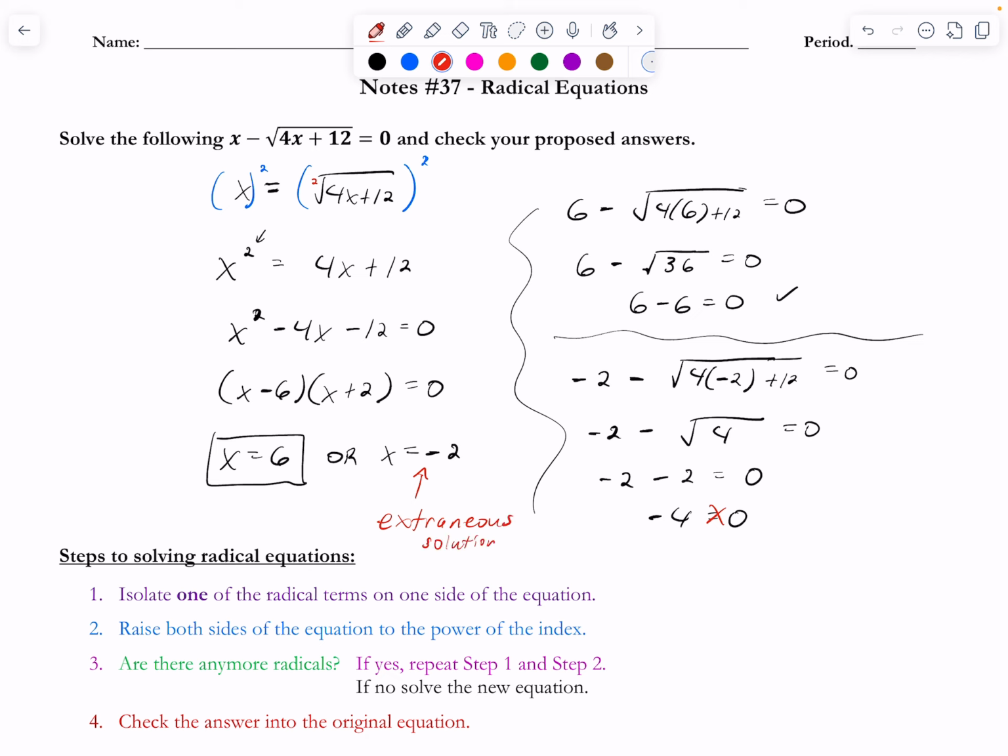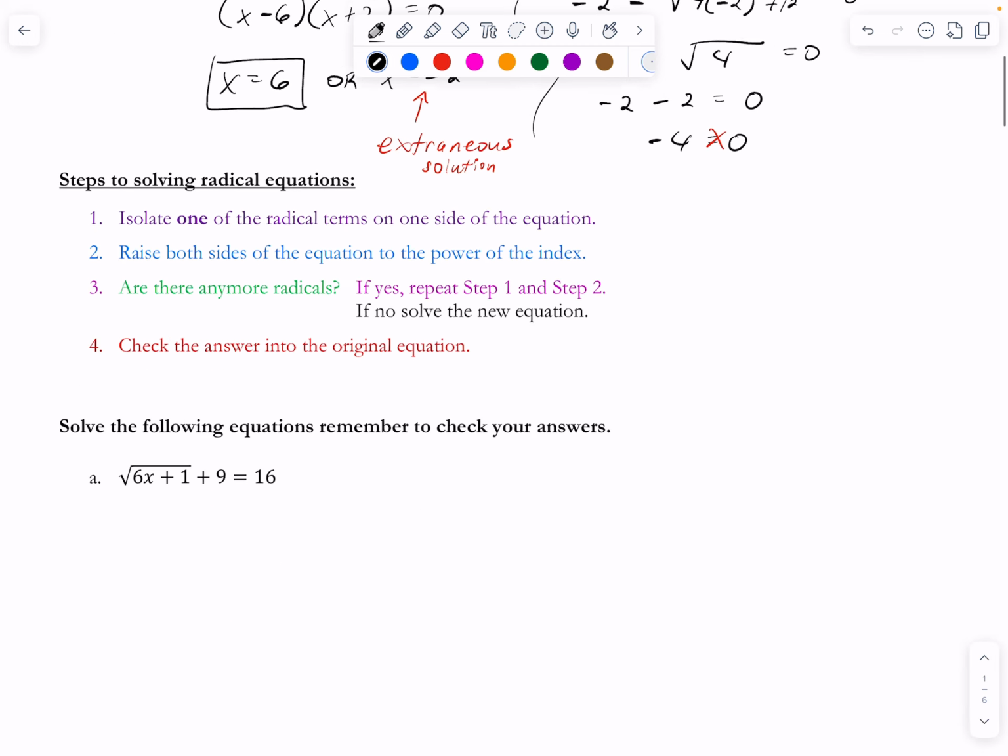Now, there might be some times where you have more than one extraneous solution, or you have no extraneous solutions. You just have to always check to make sure that everything actually works. Okay, let's do a bunch more.